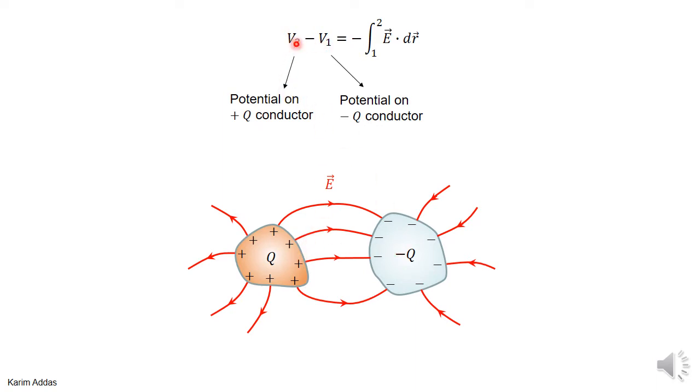So if you take V2 to be the potential of the positively charged conductor, and the potential is the same at any point inside or on the surface of this conductor, as we've seen before in equilibrium, and V1 to be the potential of the negative conductor, and the value of the potential is the same anywhere inside or on the surface of this conductor, then there's going to be a difference in potential between these two conductors. And the difference in potential can be obtained from the electric field by doing this integration.